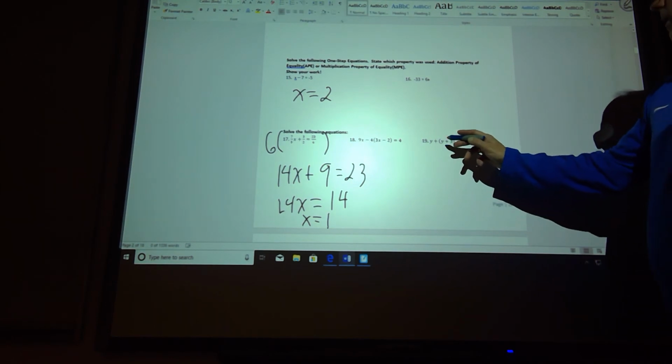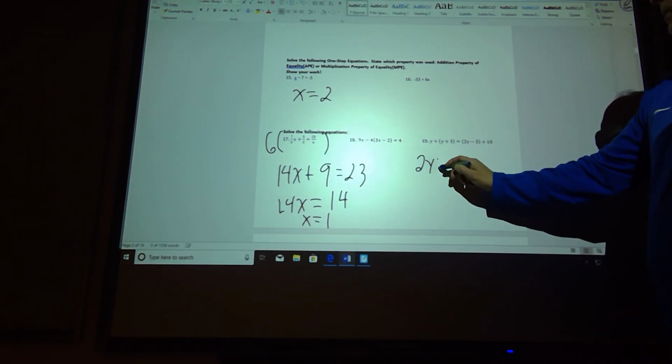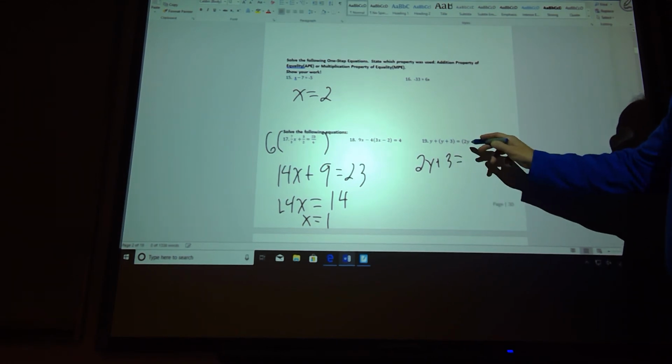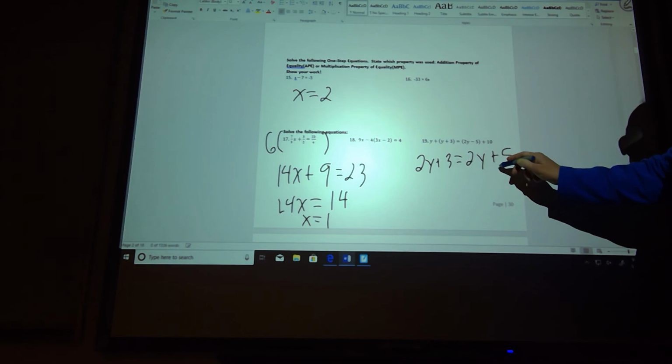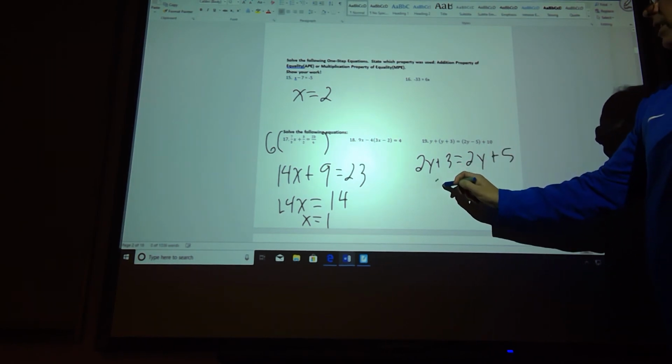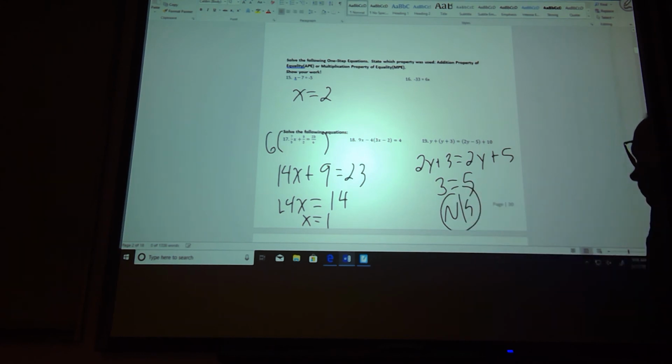Problem number 19, I can go ahead and drop the parentheses on the first one, combine like terms. I have 2y plus 3. And I drop the parentheses on the second one, so I have -5 plus 10. So I get +5. If I subtract 2y from both sides, I wind up with 3 is equal to 5. That's not true, so we have no solution or no real solution.